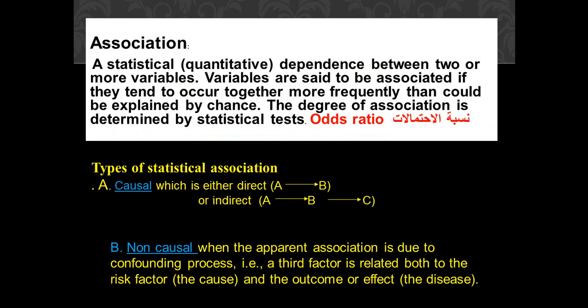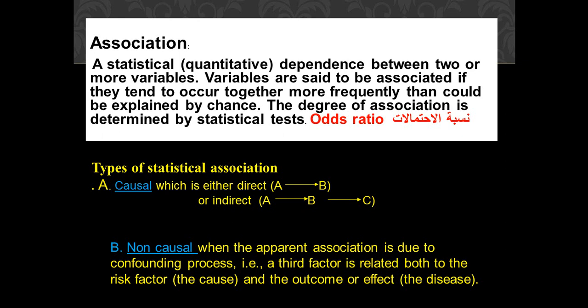So what do you mean by association? Association is a statistical quantitative dependence between two or more variables, like smokers and cardiac lesions, smokers and non-smokers. Variables are said to be associated if they tend to occur together more frequently than could be explained by chance alone. So the degree of association is determined by a statistical test, for example the odds ratio, which means probability ratio.